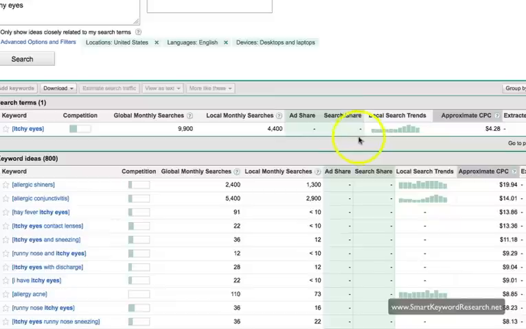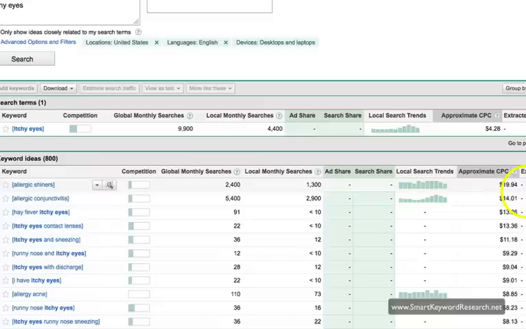In fact, the very first term I see over here is this term right here, allergic shiners. I have no clue what allergic shiners are, but apparently there are advertisers out there who are looking to sell you a product or service that will help you get rid of them. I'm assuming they're an undesirable problem. And as you can see, the approximate cost per click here is $19.94.